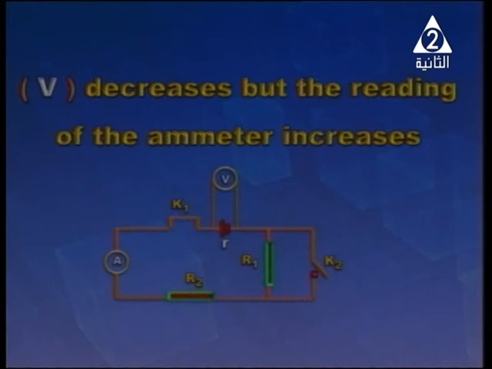Once again, when the switch is closed, we are actually disconnecting R1. So we are decreasing the resistance. Current increases. When current increases, terminal voltage decreases.